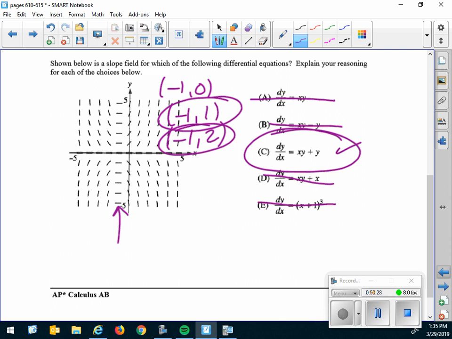Find something that you can get your hands around, okay? How would you explain? I would very simply say I saw that on the x-axis, when y is equal to 0, I could eliminate D and E. And when x is -1, the slopes are 0, so I was able to eliminate A and B.